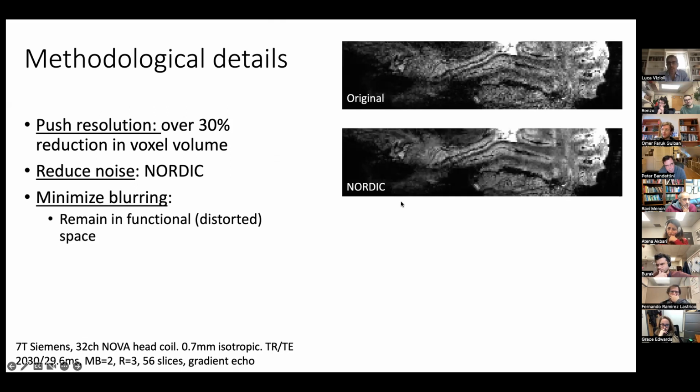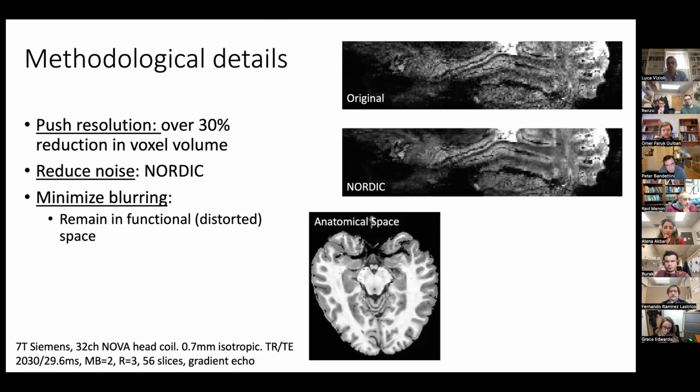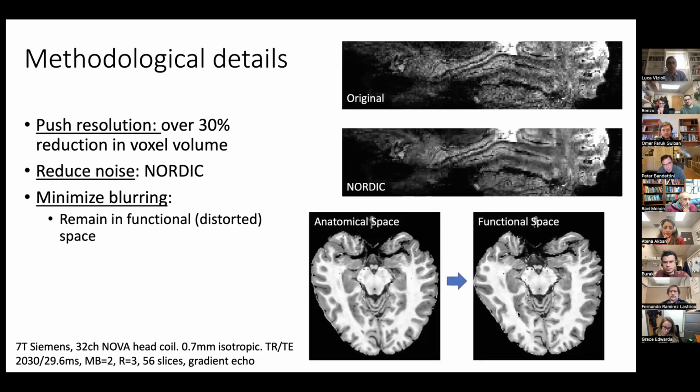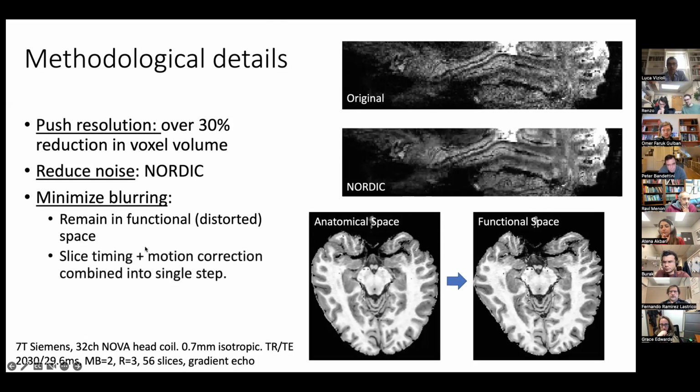Again, to minimize blurring and preserve our spatial precision, we remain in functional distorted space. So instead of using our reverse phase encode to correct for distortion in our EPI space, we compute our displacement maps and use that to distort the anatomical data, to match the distortion that we have in our EPI. That saved an interpolation step, avoiding inducing further blurring into the data.